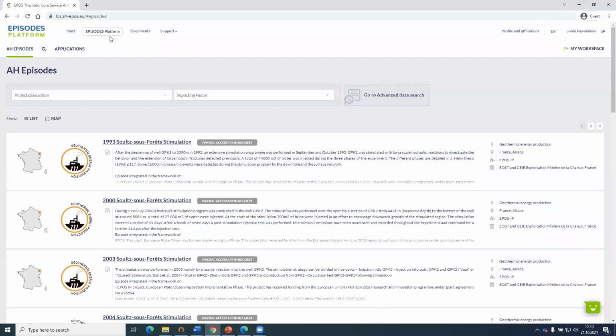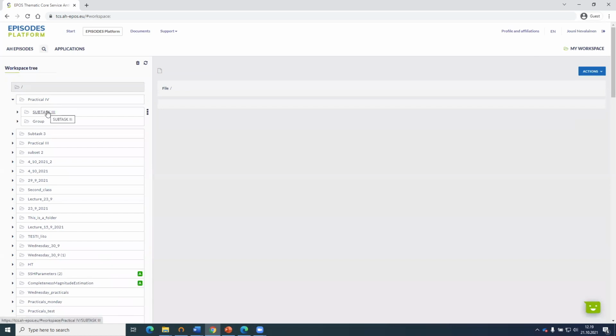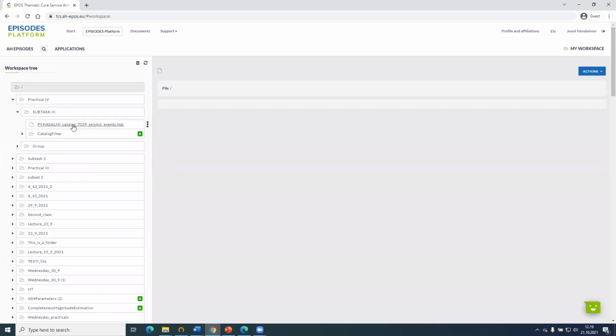Yeah, as usual, we need to go to the episode platform to get access to the workspace, and I already made this practical session 4 folder and subtask 3. And I already fetched the Pyhäsalmi mine catalog from the episode page.